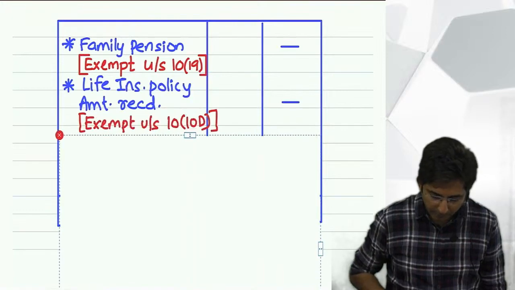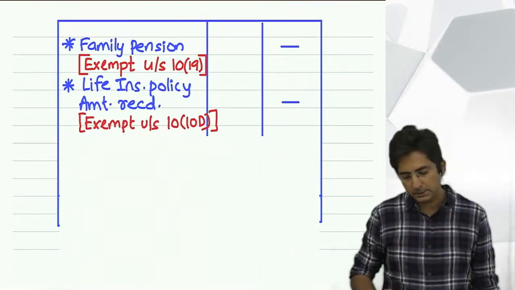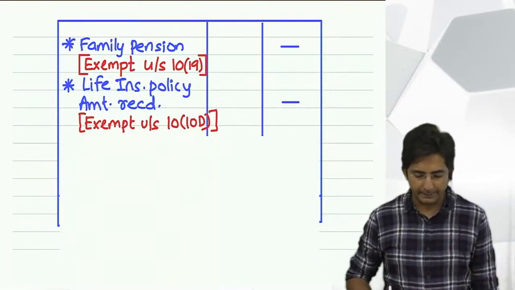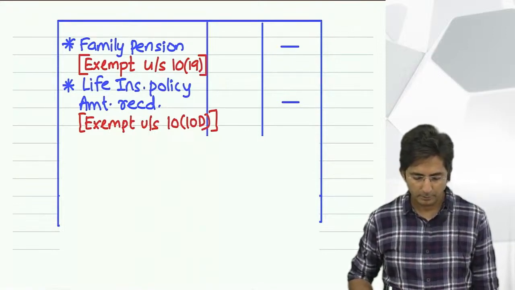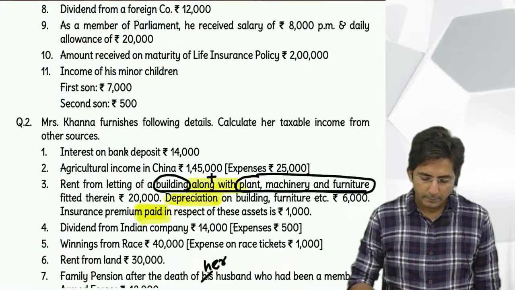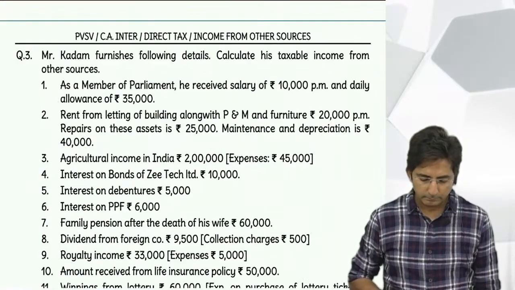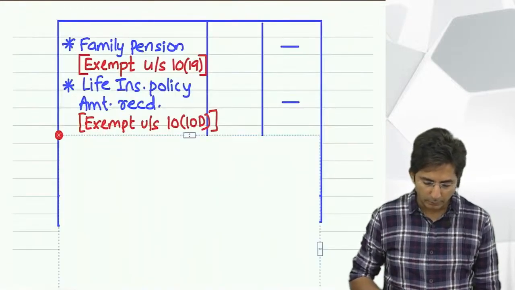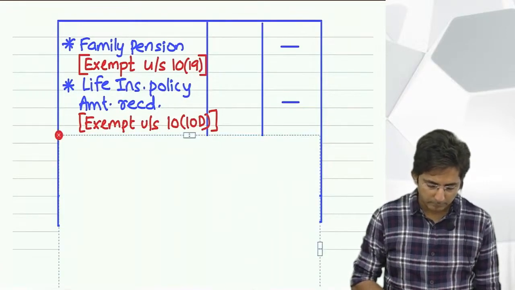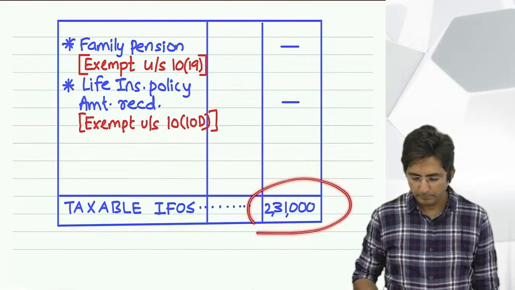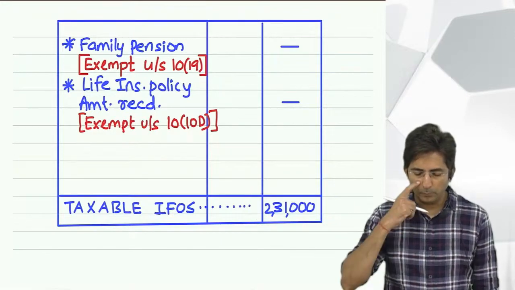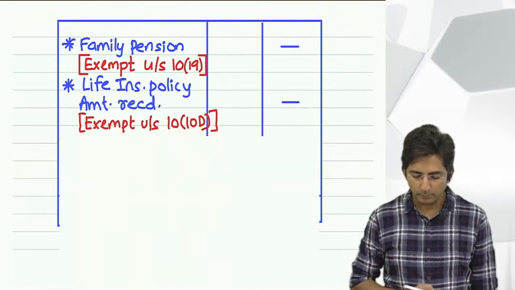See how I have written in the amount column, dash, dash. It is fully exempt under section 10(10D). Anything else in the question? That's it. All the points are done. So now you can total up. You have to total the outer column. Total up on your own. Don't see my total.